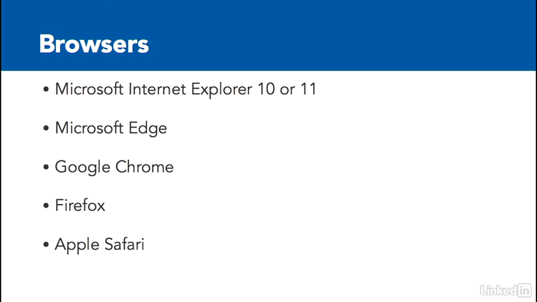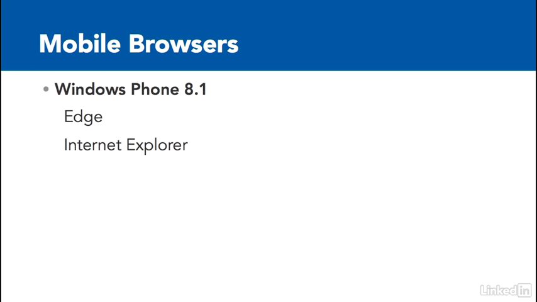We also have the ability to use SharePoint on a mobile device, for example, an iPad or a tablet. And there are mobile browsers. And so with our mobile browsers, if you are using, for example, a Windows Phone, you can use Edge or you can use Internet Explorer that would run on a Windows Phone 8.1. If you're using Apple iOS 8 or later, then you're looking at either Safari or Chrome. And if you're using an Android 4.4 or later, then Chrome will be your browser there.